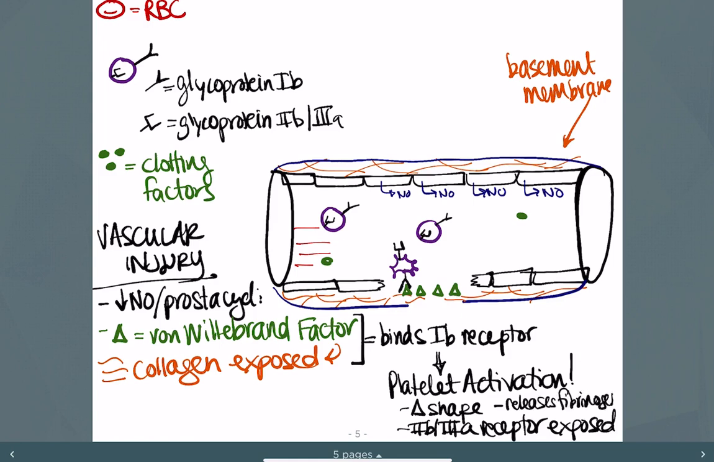Fibrinogen is kind of like a little string. So if we have one platelet here, we definitely have another, right? Because they're all floating by. So we've got another platelet activated with the 2b3a exposed. And the 2b3a receptor binds to fibrinogen. So you get to tie a little string between these two. They're bound together. You've formed a bridge between platelets.